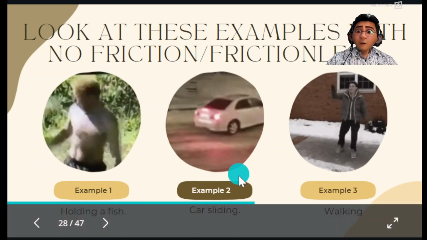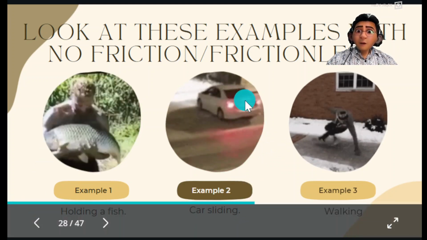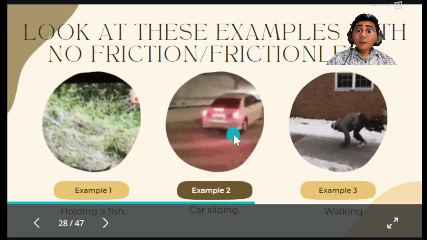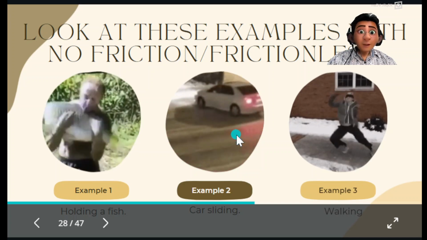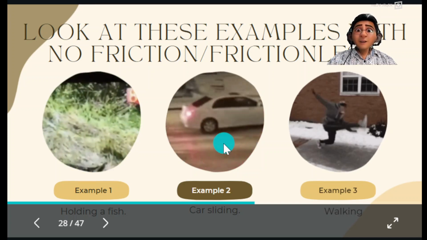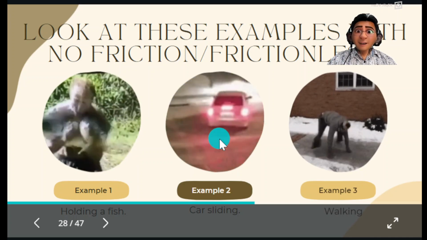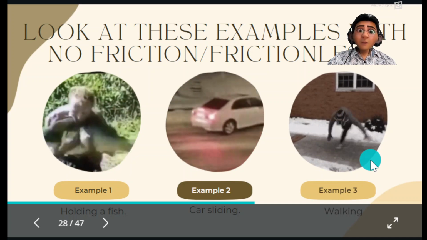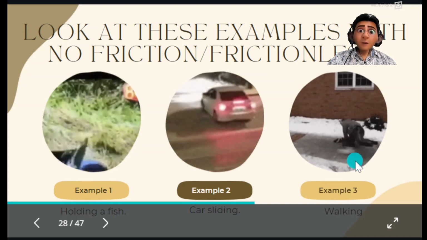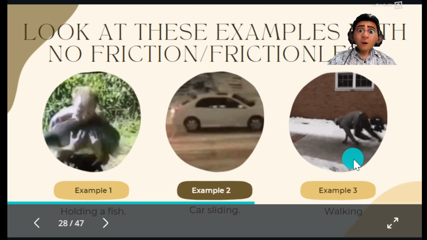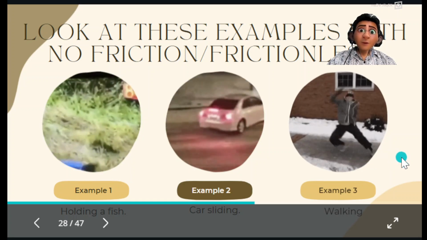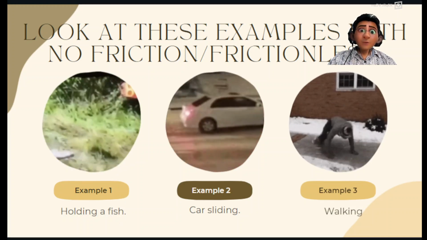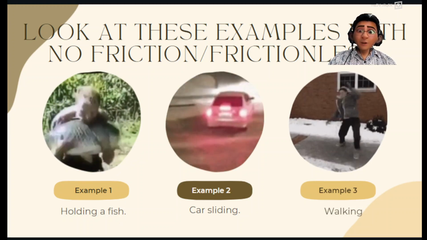So another example is a sliding car. The car wants to move forward, but there's no grip. They say no grip or no friction, and the car slides like here in the picture. The third example is walking on ice. You cannot walk on ice like normal walking or with normal shoes because it is too slippery, no friction, frictionless.